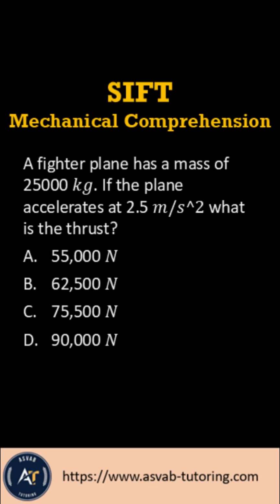A fighter plane has a mass of 25,000 kilograms. If the plane accelerates at 2.5 meters per second squared, what is the thrust? A. 55,000 newtons. B. 62,500 newtons. C. 75,500 newtons. D. 90,000 newtons. The correct answer is B.